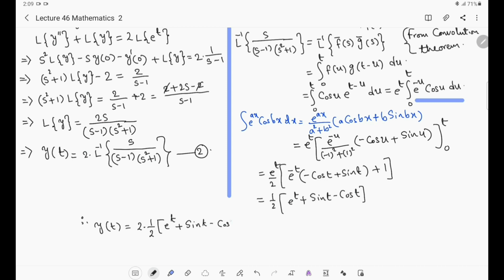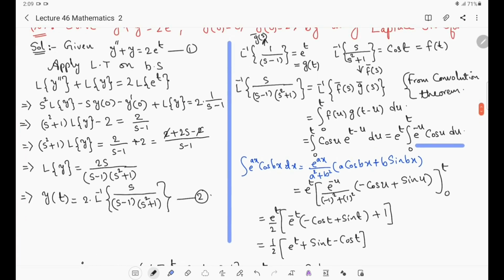minus cos t. 2 will get cancelled. So what will remain? e power t plus sin t minus cos t. This is the required solution of the given differential equation.